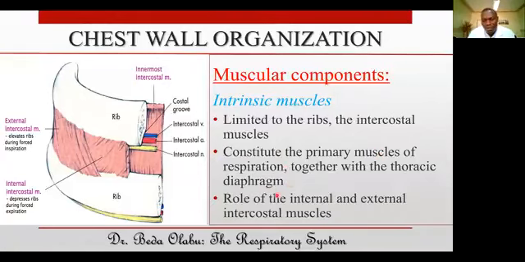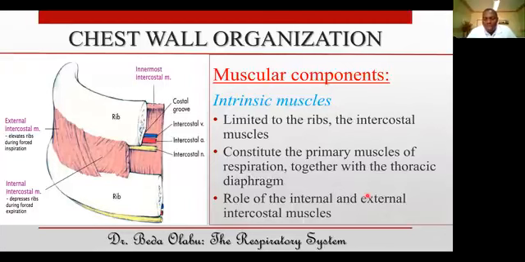Now, what is the role of the internal and external intercostal muscles with regard to respiration? The external intercostal muscles help to expand the chest cavity. When the chest cavity expands, the volume of the chest cavity increases, and so the pressure within the chest cavity goes down. That is what is important during inspiration. So therefore, the external intercostal muscles are key during inspiration.